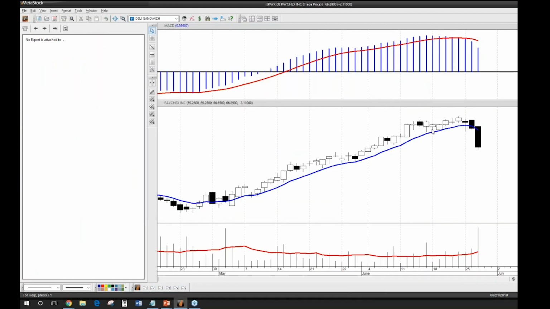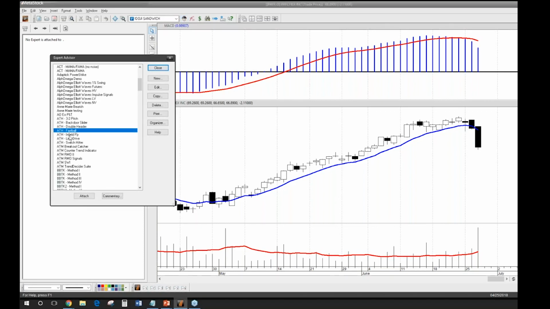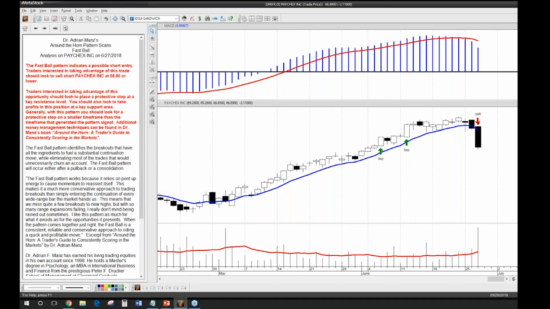With Paychex, here you've got a little bit of a consolidation pattern. You've got that breakdown of the channel. If we attach that expert advisor again, it should give us a short signal for today. Okay, and there it is. Again, you're going to get the exact entry price and exactly how to get out of that stock. That's built for all of the patterns that are built into the book.